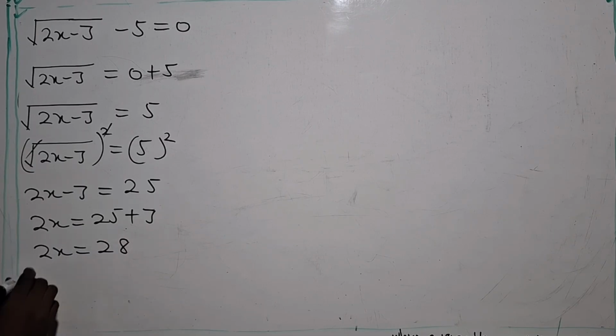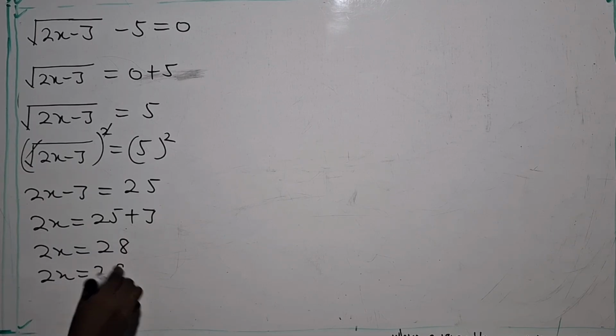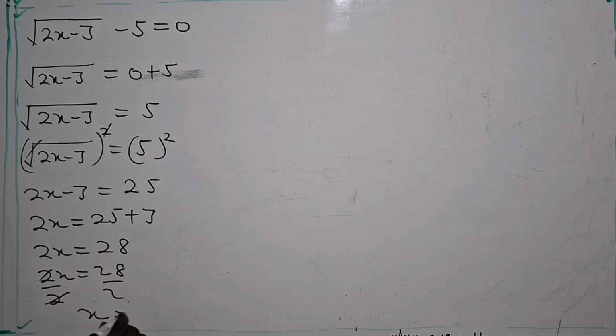So how do we get x? You divide both sides by the coefficient of x. So x, we can divide this by 2, divide here, 14. So now x is equal to 14. Since we have only one answer, let's put it back. Yes, let's put it back.